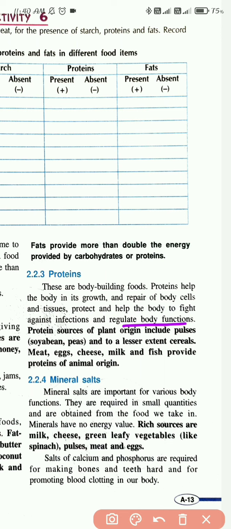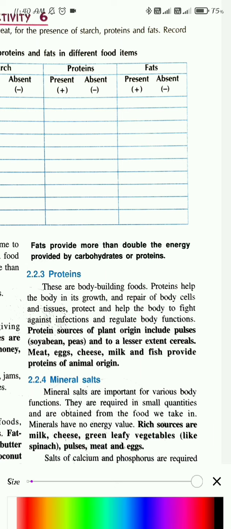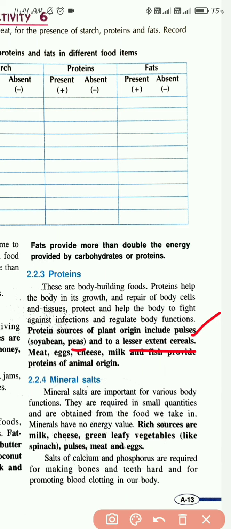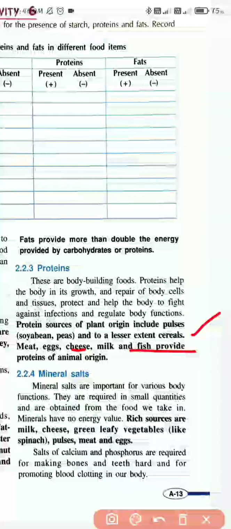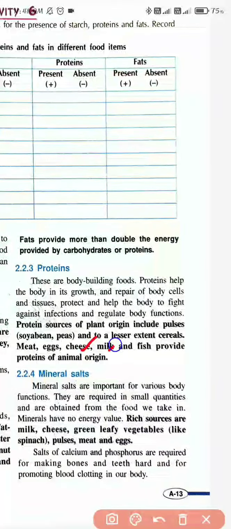What are the protein rich foods? The protein sources of plant origin. We get protein from plants as well as animals. So what are the proteins that we get from plants? Pulses. We have read this in our previous chapter, like soya bean, peas, and to a lesser content in cereals also. So we get proteins from pulses and cereals. And what are the animal origins? If you eat meat, eggs, cheese, milk, or fish, these are the things that will give you protein, but these are from animals.